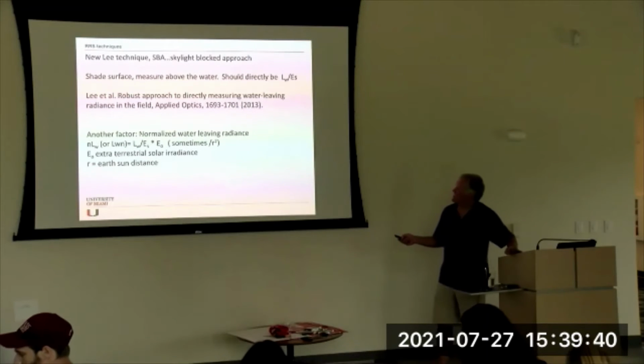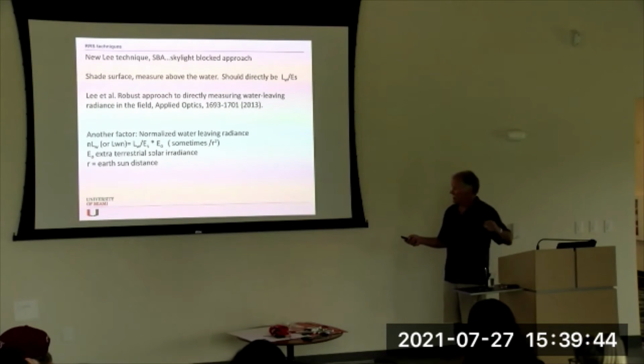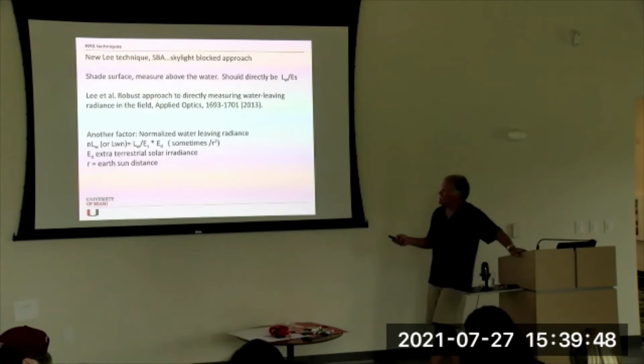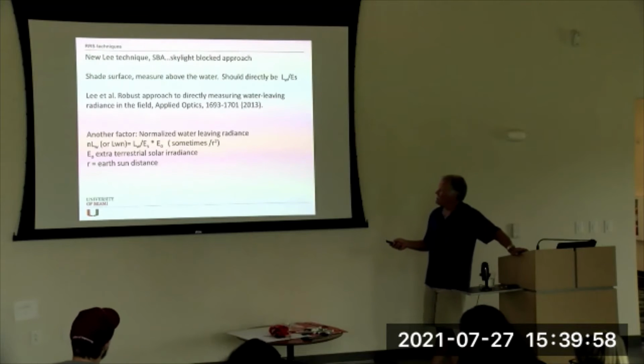Another factor we talk about is normalized water leaving radiance, which is Lw, divided by the remote sensing reflectance, and then you multiply it by E0, which is the extraterrestrial solar irradiance. And sometimes there's an R squared for the Earth-Sun distance.